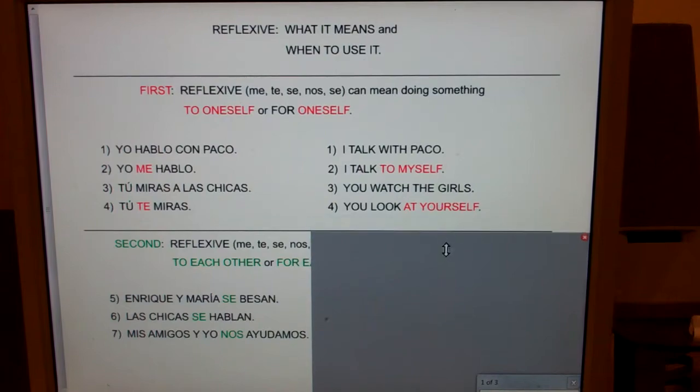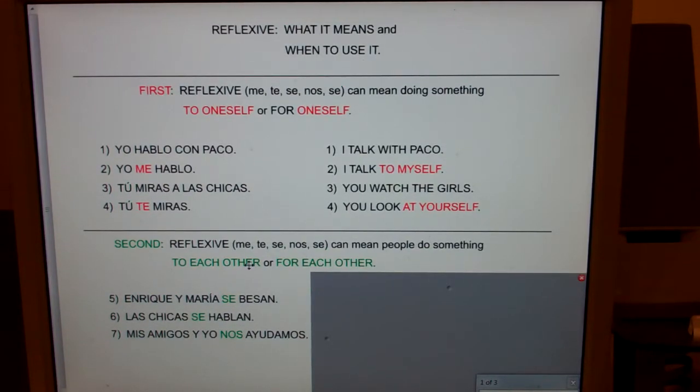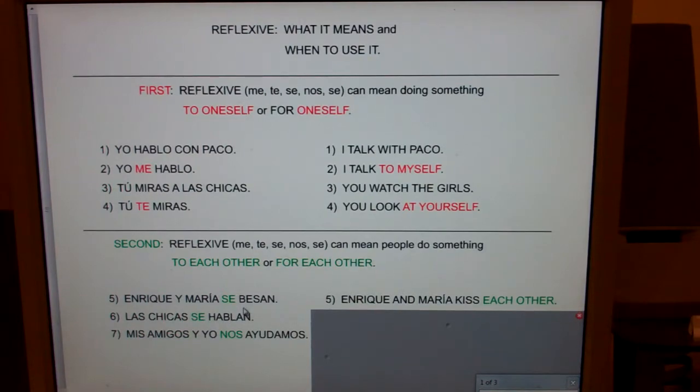Now, part 2. Reflexive pronouns like me, te, se, nos, se can also mean that people are doing something to each other or for each other. Example, Enrique y Maria se besan. Enrique and Maria kiss each other. If I just said Enrique y Maria besan, the expectation would be they would be kissing other people. But if I put a se there, they're kissing each other. Hold it. Didn't you just say se means oneself? Well, se means oneself or each other.